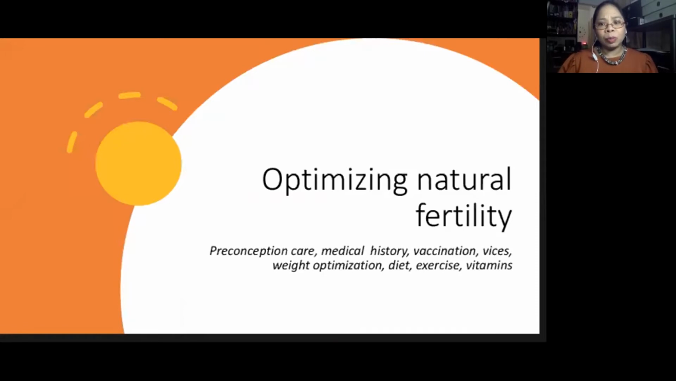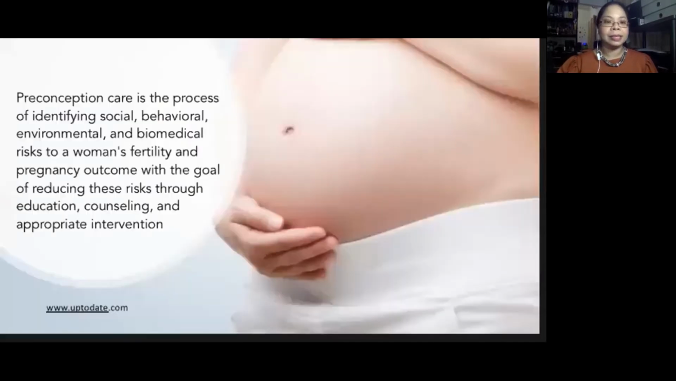So now let's talk about ways by which we can optimize or boost our patients' natural fertility. For this first part, I shall discuss the importance of preconception care and address our patients' concerns regarding any medical comorbidities that they may have, vaccination prior to getting pregnant, issues on weight optimization, diet, exercise, and vitamins.